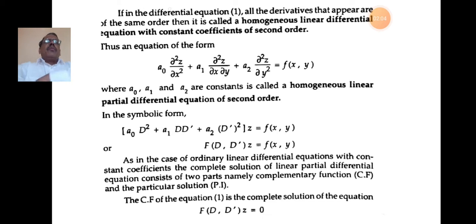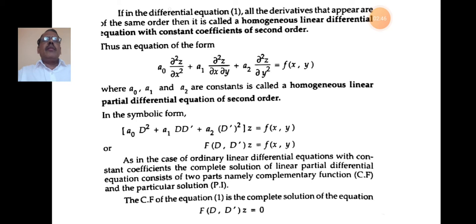If in the differential equation, all the derivatives that appear are of the same order, then it is called a homogeneous differential equation. The most important is the homogeneous differential equation with constant coefficients of second order. Thus, the equation a naught ∂²z/∂x² plus a1 ∂²z/∂x∂y plus a2 ∂²z/∂y² is equal to f of x y, where a naught, a1 and a2 are constants, is called a homogeneous linear differential equation of second order.